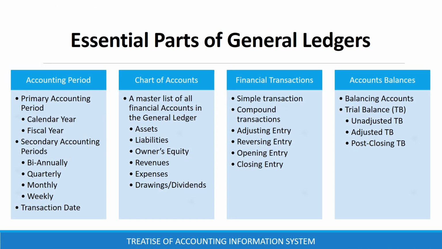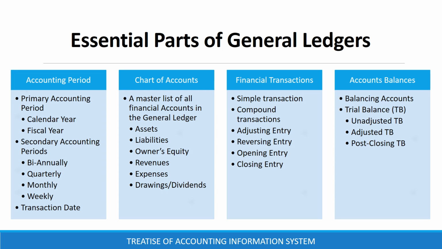The essential parts of a general ledger are the accounting period, chart of accounts, financial transactions, and account balances. An accounting period is a period covered by a financial report. The primary accounting period is normally a year, which can either be a calendar year or a fiscal year.